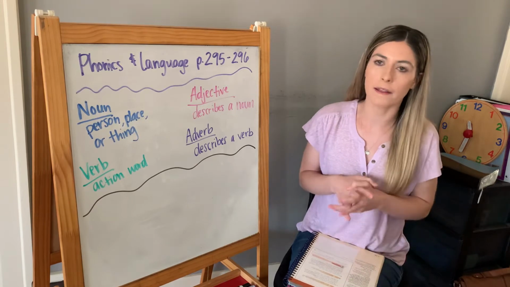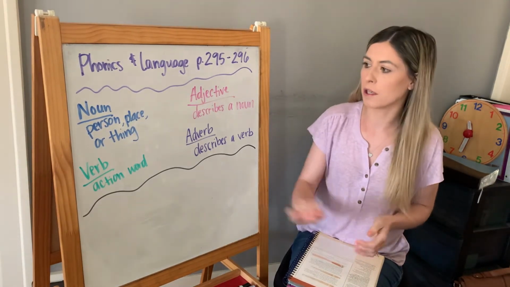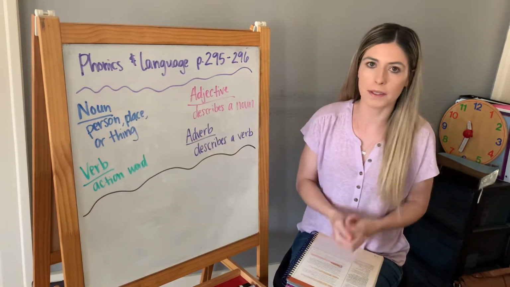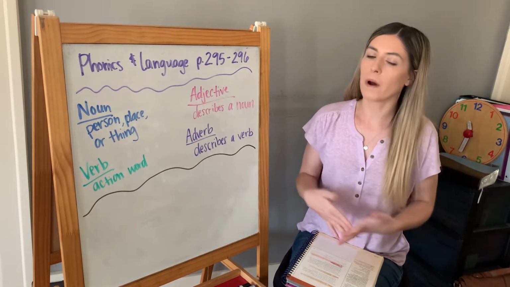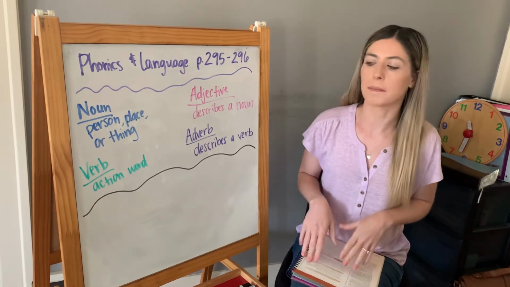Before we get into that, we're going to review one more time all the different types of words that we've learned. The first one is a noun. A noun is a person, place, or thing. Any person, place, or thing. That is what we are talking about in our sentence, the who or what our sentence is about.